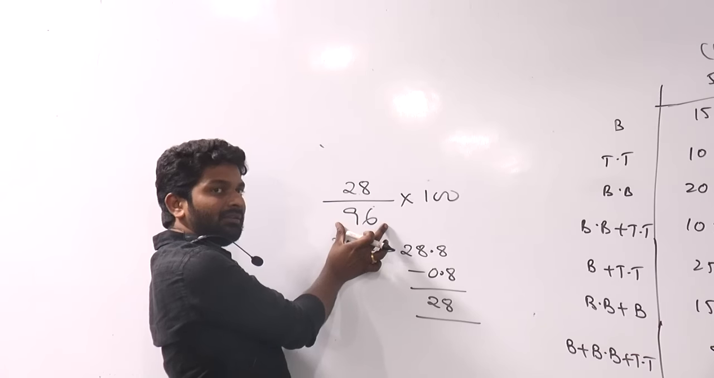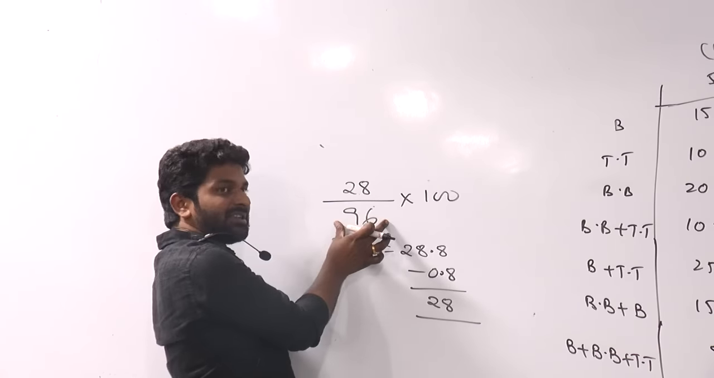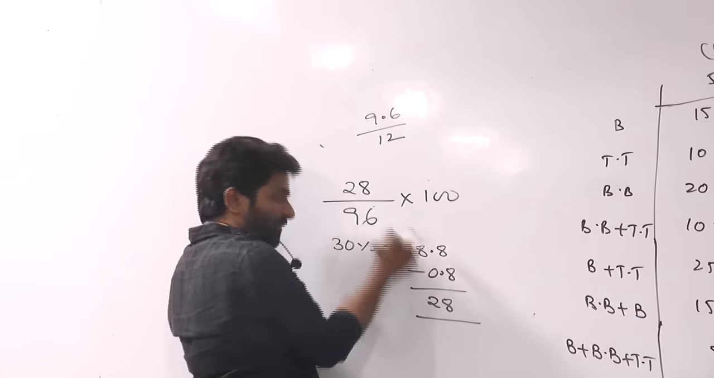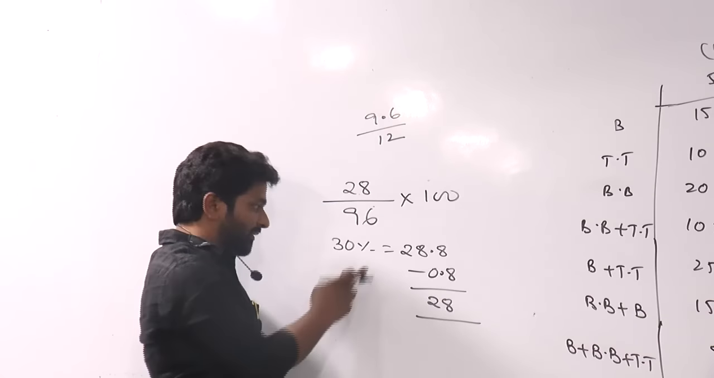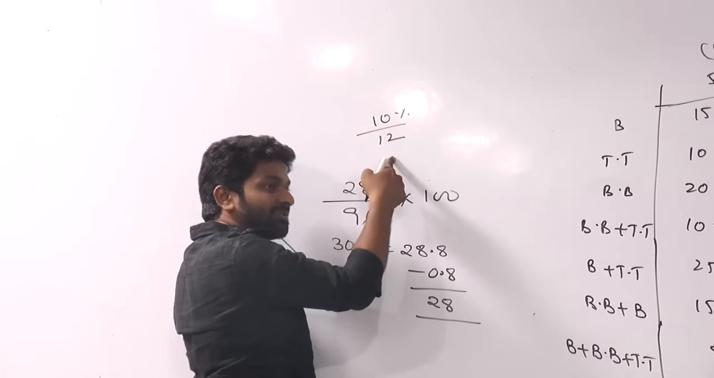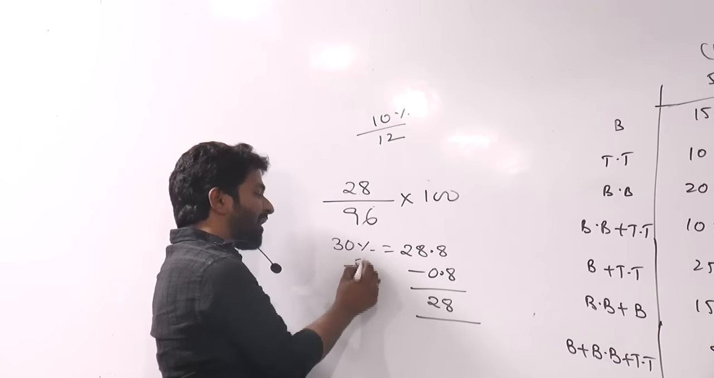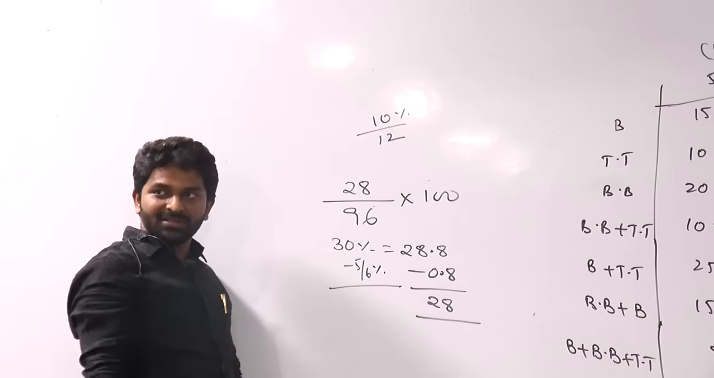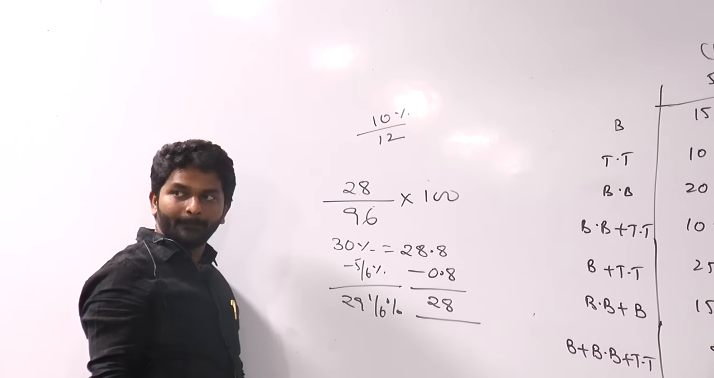100% of denominator? 96. 10% of this denominator? 9.6. Divided by 12? 0.8. What is 9.6 in terms of percentage? 10%. 10% divided by 12 in the sense 5 by 6 only, right? Yes or no? Do you need to add or subtract? So you need to subtract 5/6 of this number. Subtracting 5/6 in the sense subtract 1 and then add 1 by 6. 29, 1 by 6%. Got it?